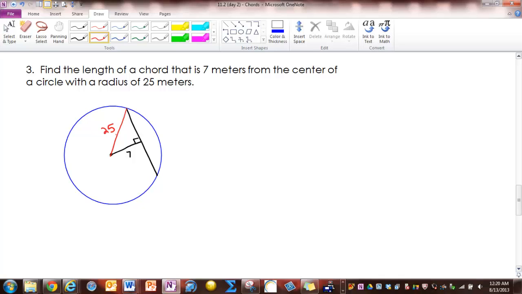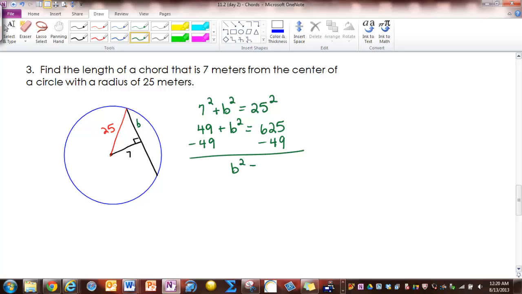Then we are going to be finding the length of the entire chord. So the first thing I'm going to find here is this little piece, which is going to be B. So I'm going to say 7 squared plus B squared equals 25 squared. 7 squared is 49 plus B squared equals 25 squared, which is 625. We subtract 49 from both sides. I get B squared is 576. And then we take a square root of both sides and we get B is 24.